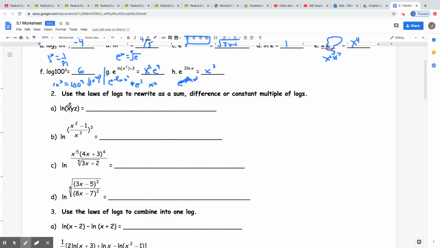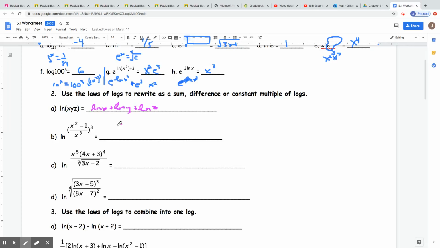All right, so for this one, there's no fraction, it's just multiplication. There's 3 different terms here. So it's natural log of x plus the natural log of y. There's no exponents, so nothing has to go up front, plus the natural log of z. Natural log of x plus natural log of y plus natural log of z.